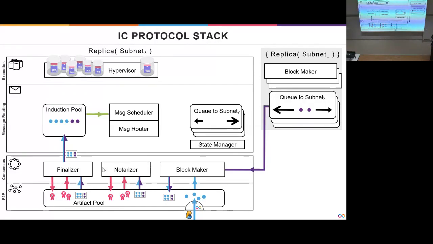So the message scheduler essentially calls the canister code in the hypervisor, which executes the WebAssembly instructions based on the inputs. And the returns can be responses or can be calls of other canisters, which could be scheduled again in the induction pool, or it could be responses or other canister calls, which would go to queues to other subnets, which again provides responses or cross-canister calls to other subnets.